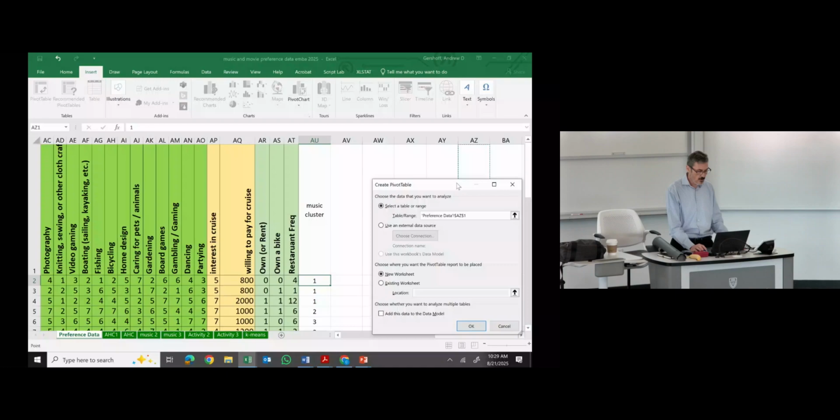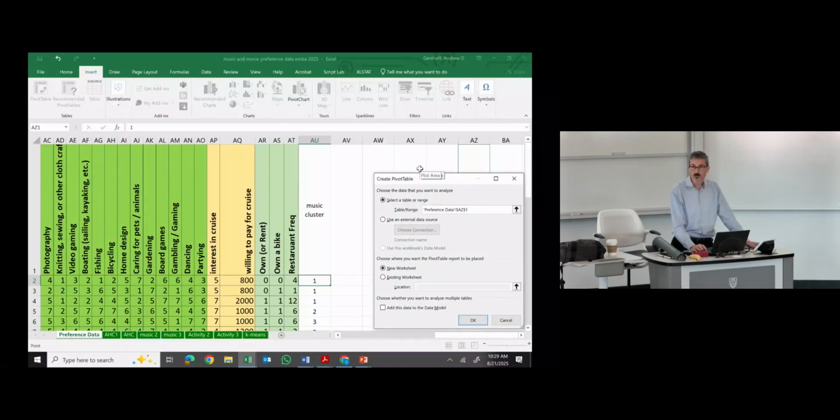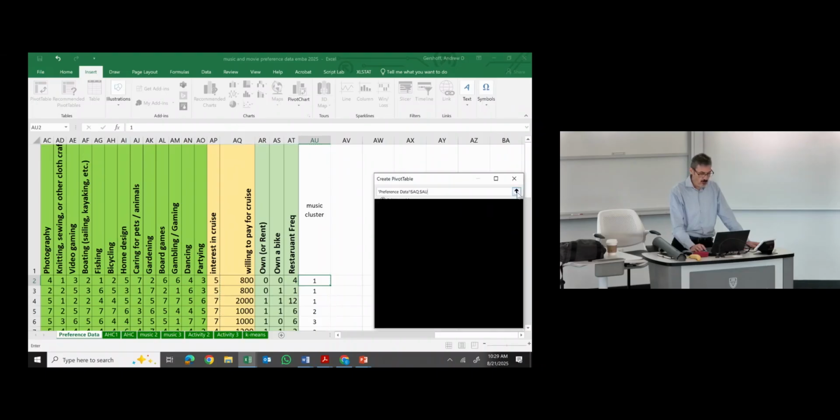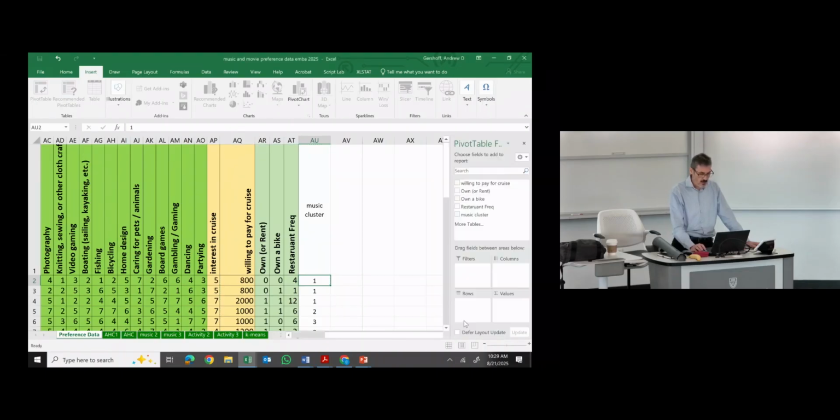we're at back of the envelope. I'm not doing any statistical analysis now, I'm just going to look at some means. What I'm going to select is what music cluster people are in, and let's look at the interest in the cruise and willingness to pay for the cruise, etc. And I'll include those variables, and I'll say okay.